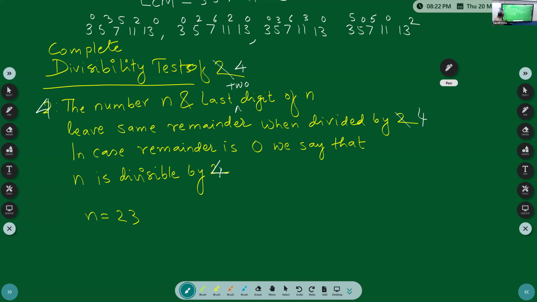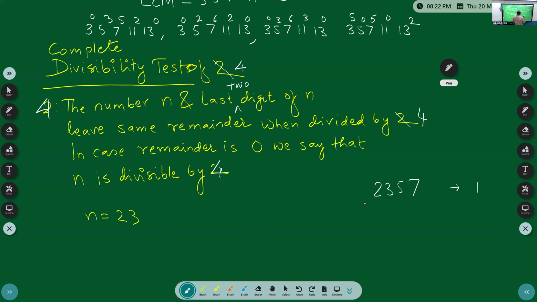Let us find out. 23... no, we will have to take a slightly bigger number. 2357. Sure, this is not divisible by 4. So let us find out what the remainder is when 57 is divided by 4. Correct? 15 fours are 60, which is 3 more than 57, so the remainder is 1. 56 is divisible by 4, so the remainder will be 1.